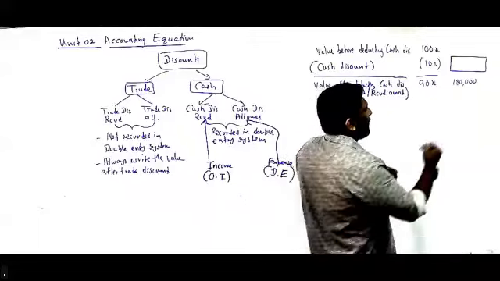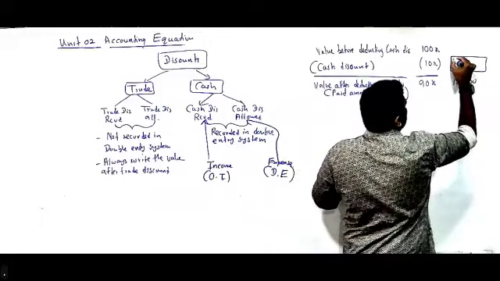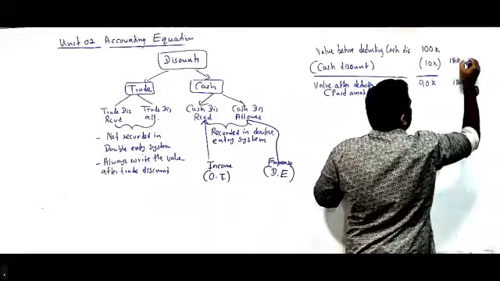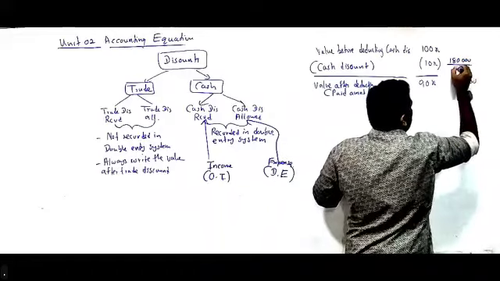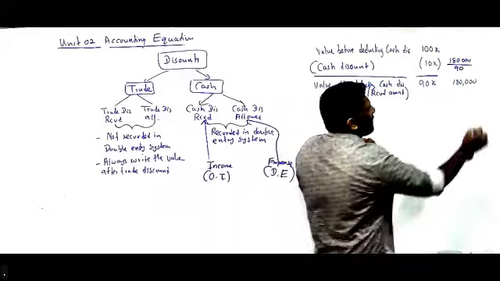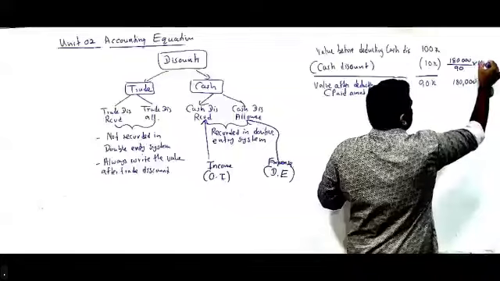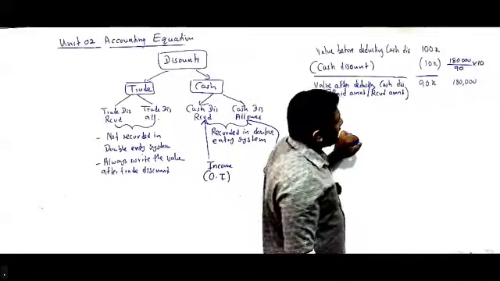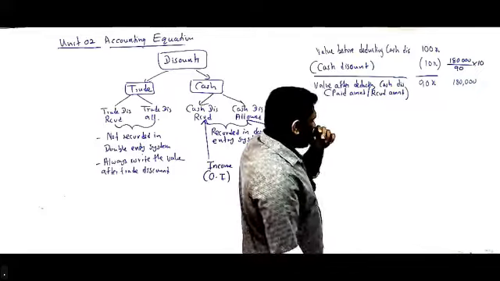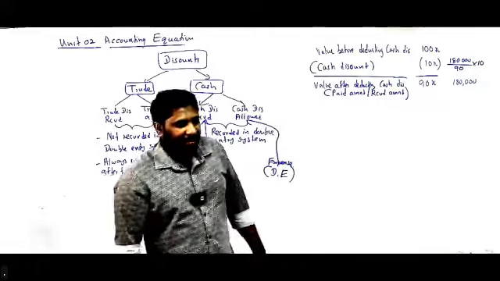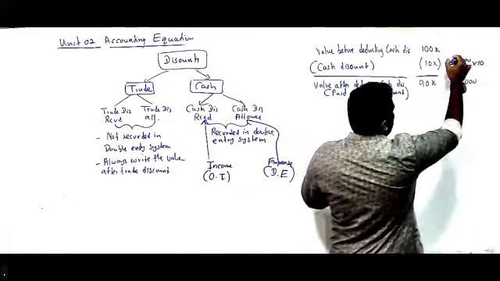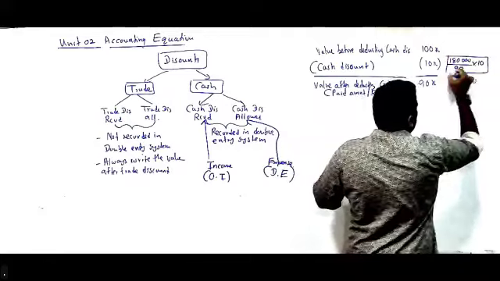180,000 is the value of how many x? 90. Then 180,000 divided by 90. Here how many x is there? 10 is there. Multiply by 10. Take the calculators and get me the answer. 180,000 divided by 90 into 10. What's the value that you are getting? 20,000.